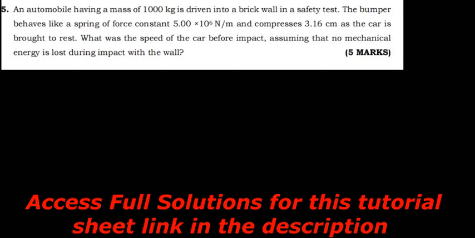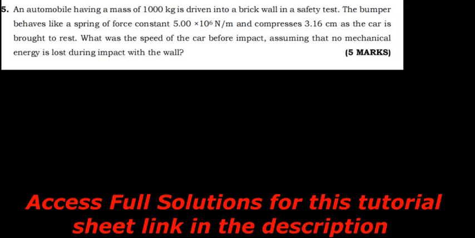So let's talk about question 5, which is saying an automobile having a mass of 1000 kg is driven into a brick wall in a safety test. The bumper behaves like a spring of force constant 5.00 times 10 to the power 6 Newton per meter and compresses 3.16 centimeters as the car is brought to rest. What was the speed of the car before impact, assuming that no mechanical energy is lost during impact with the wall?